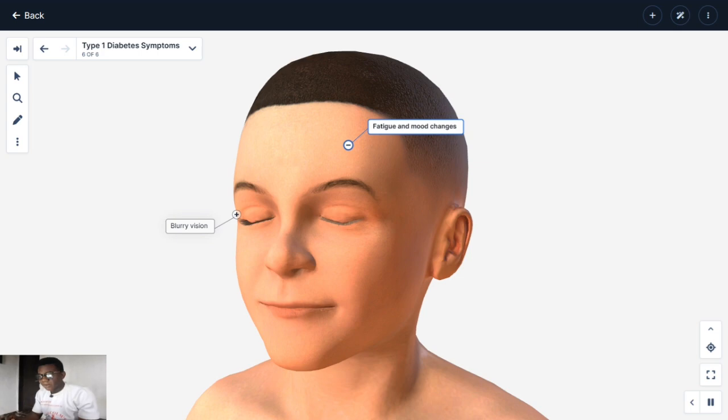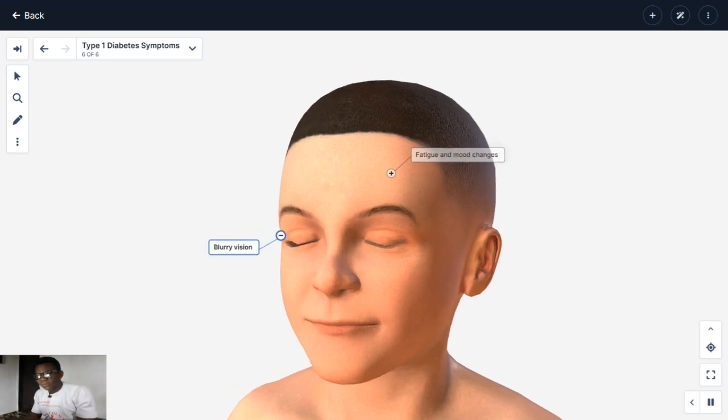In some cases, high blood sugar levels can lead to feelings of tiredness and irritability, affecting a person's overall mood and well-being. We also have blurry vision. Now, when blood sugar levels are consistently high, it can cause the lens of the eye to swell, leading to temporary changes in vision.